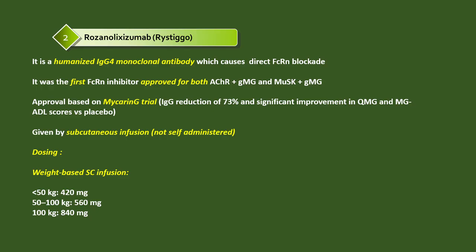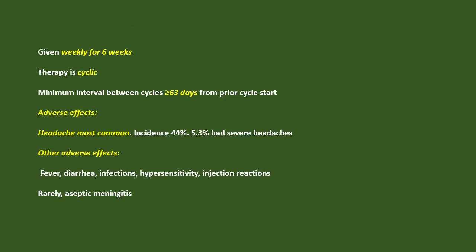It is given by subcutaneous infusion but is not self-administered. Dosing is weight-based subcutaneous infusion: less than 50 kilograms, 420 milligrams; 50 to 100 kilograms, 560 milligrams; and 100 kilograms or more, 840 milligrams. It is given weekly for 6 weeks. Therapy is cyclic. Minimum interval between cycles is 63 days or more from prior cycle start.